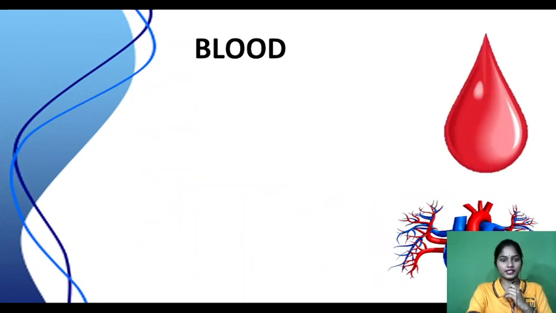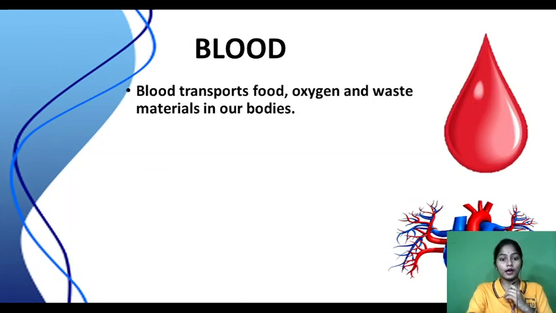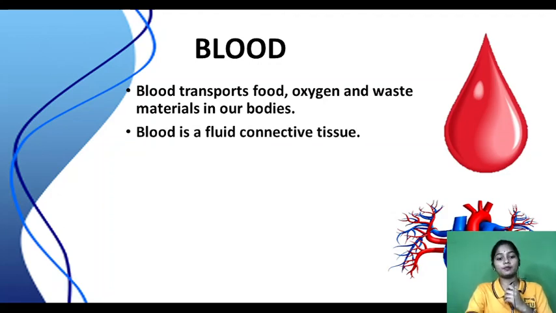Blood is the fluid part. What does blood transport help with? Blood transports food, oxygen, and waste materials in our bodies. So blood helps in these things. And blood is a fluid connective tissue. It connects each and every cell of the body, but it is fluid. So it is a fluid connective tissue.